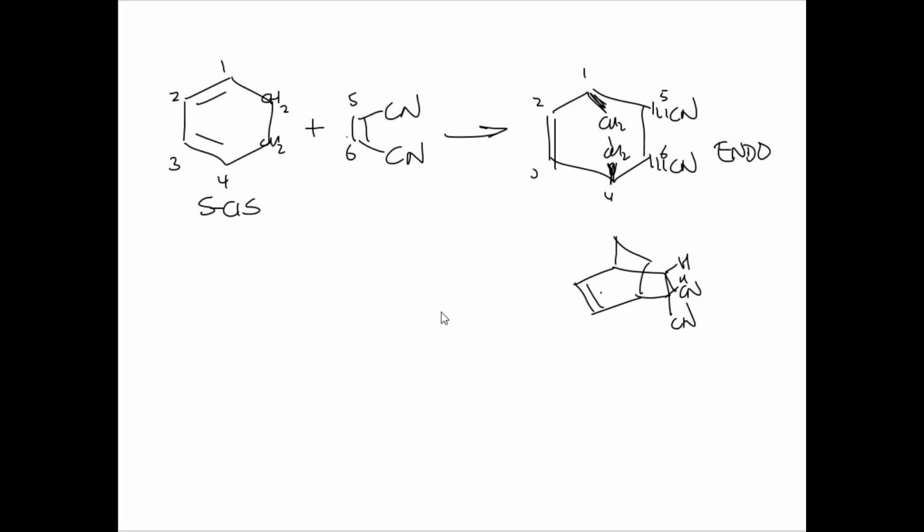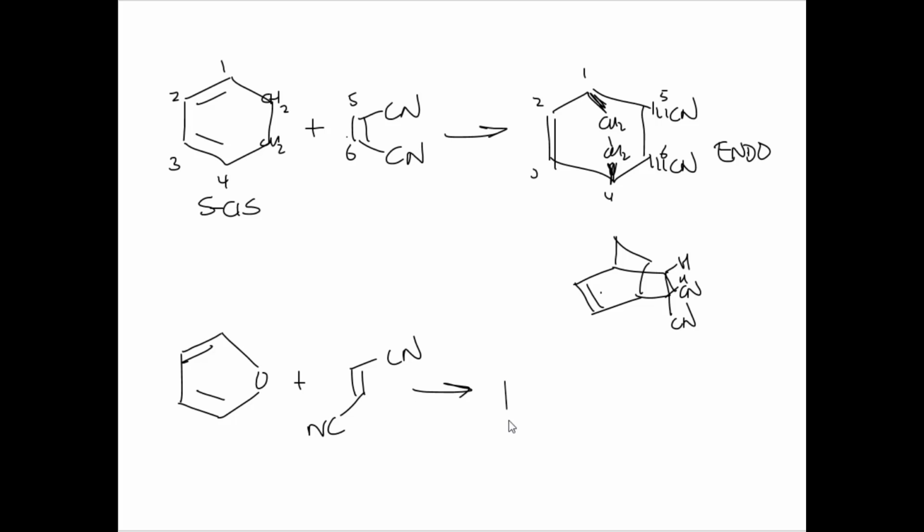So Diels-Alder reactions then, if you have a cyclic diene and a cis alkene, you get the endo product. Now, I should say, I'll put an oxygen there. What happens if you had the trans product or trans alkene?